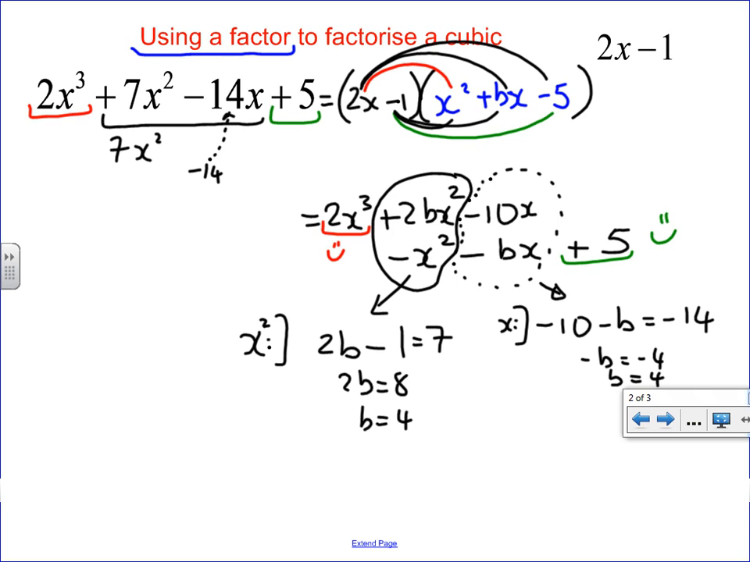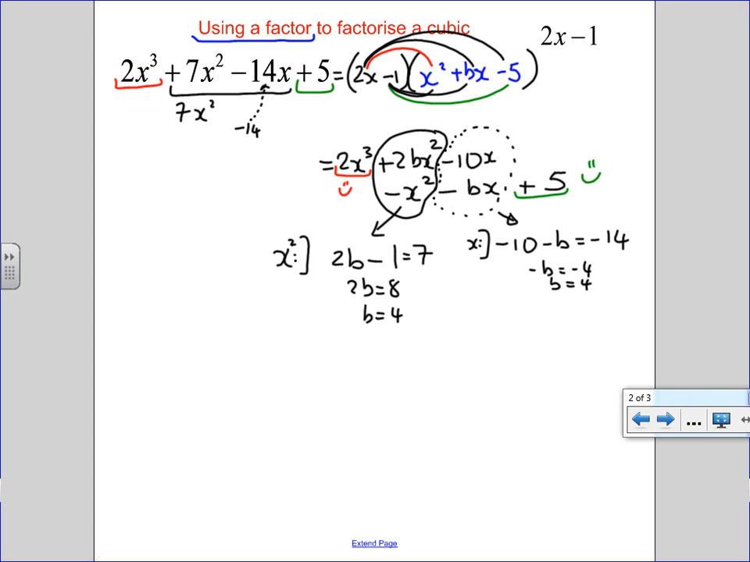So I did have to do a little bit of work to get that b, but it wasn't that difficult. So that means that our quadratic at the end is x squared plus 4x minus 5, is that right? That's the quadratic, yeah.